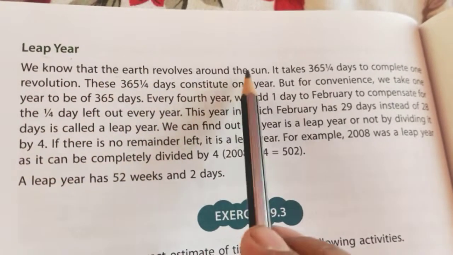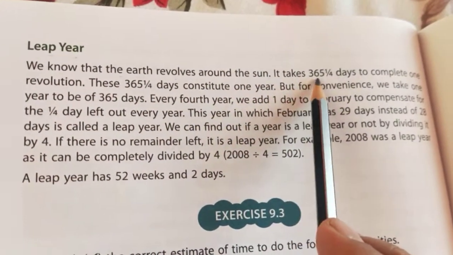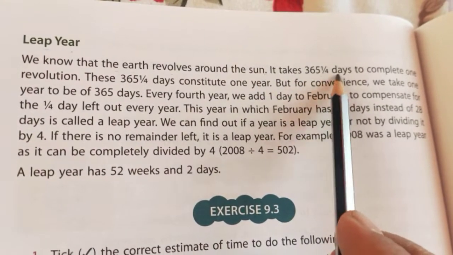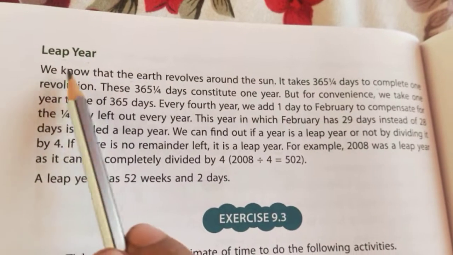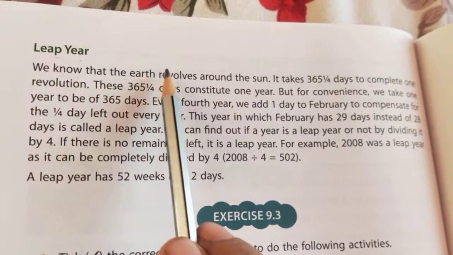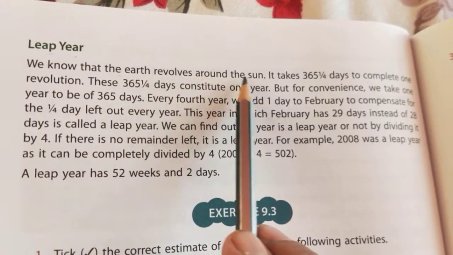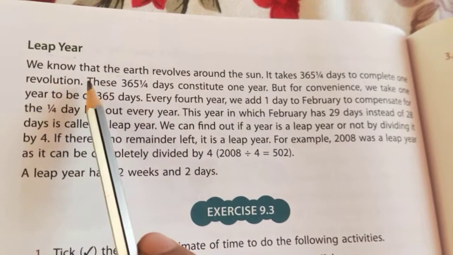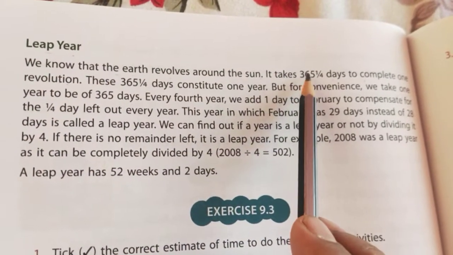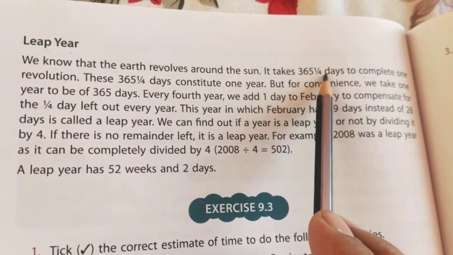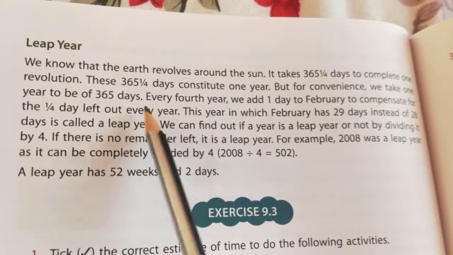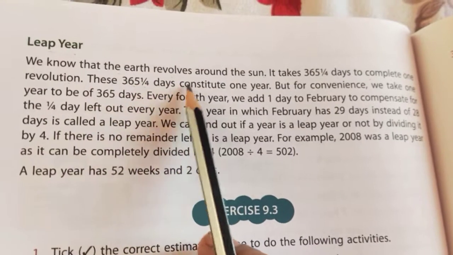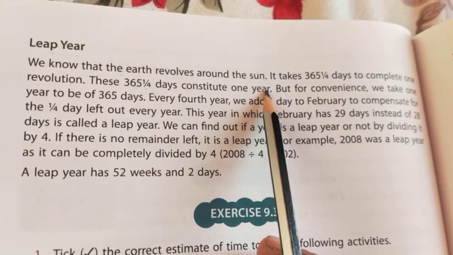Leap year. So what is a leap year? We know that the earth revolves around the sun. It takes 365 and 1/4 days to complete one revolution. So what is revolution? The movement of earth around the sun is called revolution. So the earth takes 365 and 1/4 days to complete one revolution. These 365 and 1/4 days constitute 1 year.